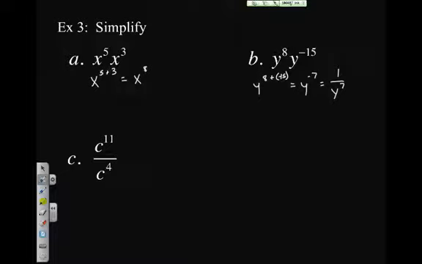For part C, we actually do have a division, c to the 11th over c to the 4th. And remember, that means we subtract them. That's using the second property. And 11 minus 4 is 7. So we get c to the 7th power.